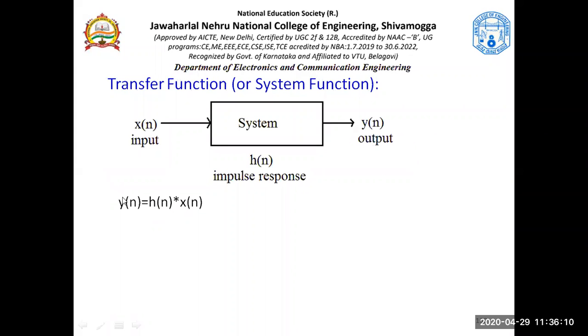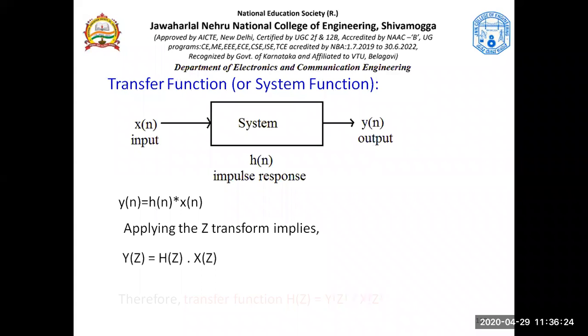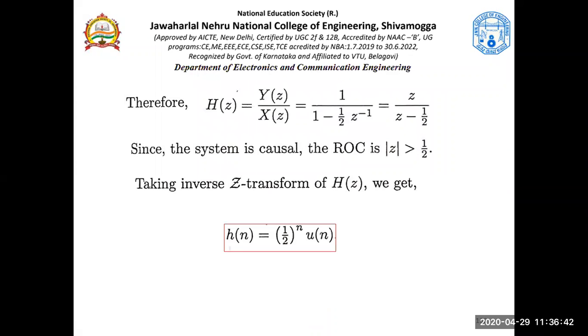Okay, y of n is given, h of n is not given, x of n is given. But we know y of n is h of n convolution x of n. So what we can do, we can apply inverse z transform. You obtain h of z, apply inverse z transform of that, you will get h of n. So this is the thing that you need to follow. H of n is not given, we need to find out this h of n. But how to find out this h of n? By applying inverse z transform on h of z. So that is what we'll be doing here in the second problem.